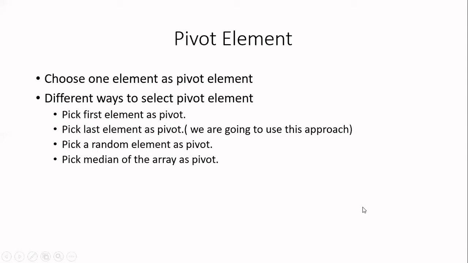So these are the four different methods we have in selecting the pivot element. In our class, we are going to select the approach of picking the last element in the array as the pivot element. Every time you are going to choose one element as a pivot element, for that only we have these four different options. Now, let us see the remaining steps of the algorithm.